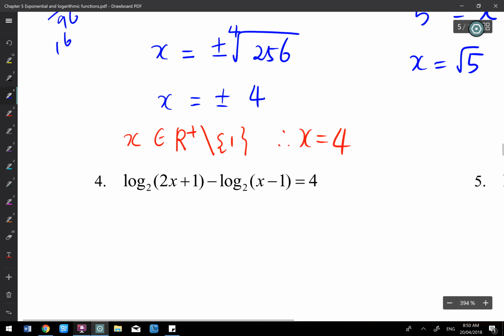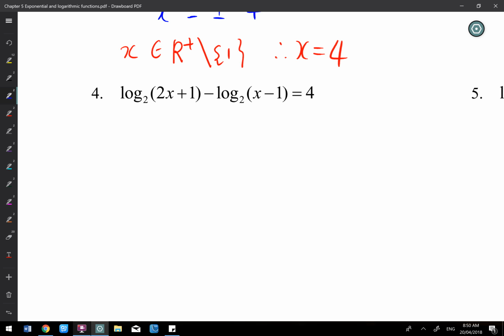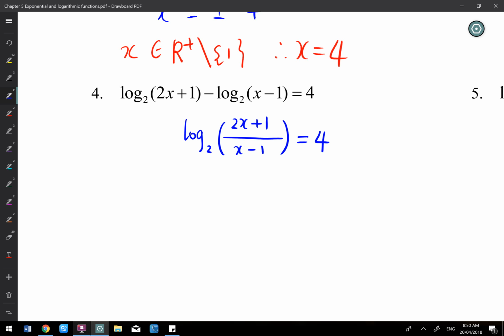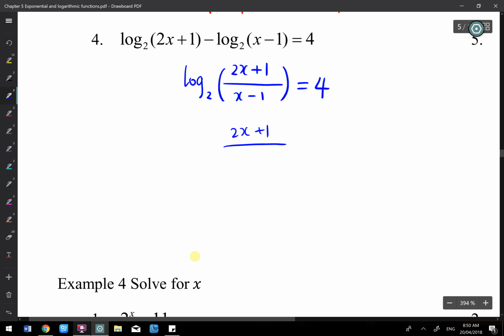And if you go to the next one here, example 4. Can you see it's log 2 minus log 2. So the first thing I would do is combine into one log. When we solve log, we need to combine that into one log. So it's log 2 of (2x plus 1) divided by (x minus 1). And then we need to put that into exponential. 2x plus 1 over x minus 1 equals 2 to the power 4. So that is 16.